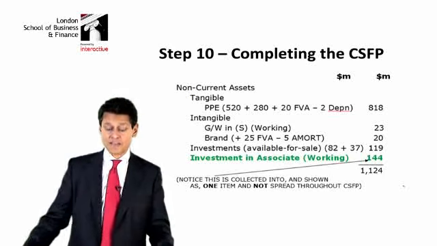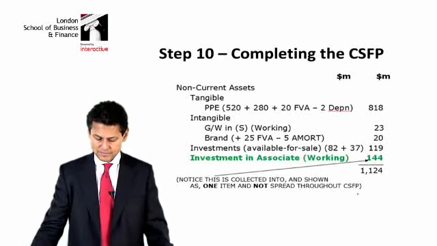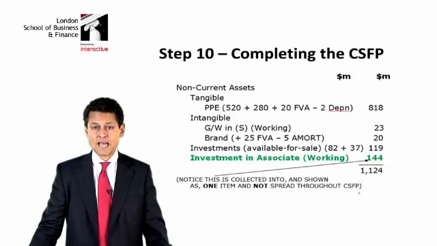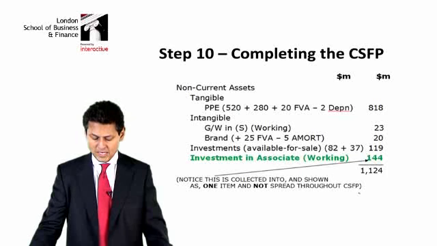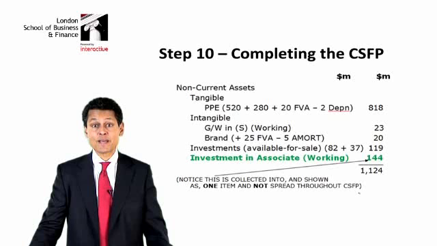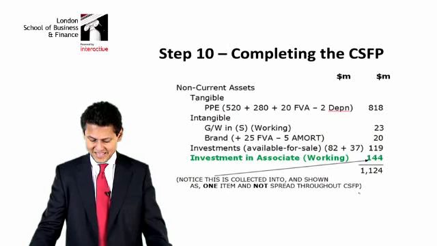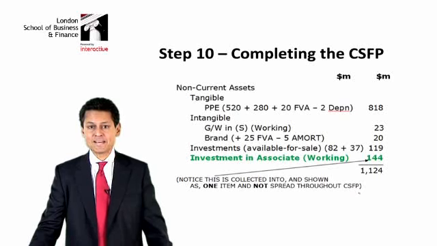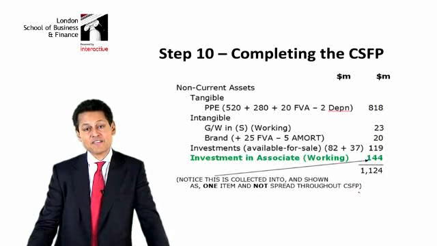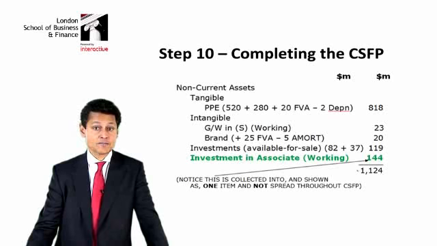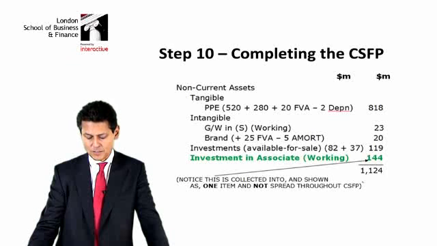And don't forget the fair value adjustment and the depreciation. The goodwill, of course, is absolutely straightforward. It's based on a working. The brand, if you remember, went up by 25 and you took away 5 amortization. The investments went up and went down. Went up by 5 for the parent and went down by 3 for the subsidiary.